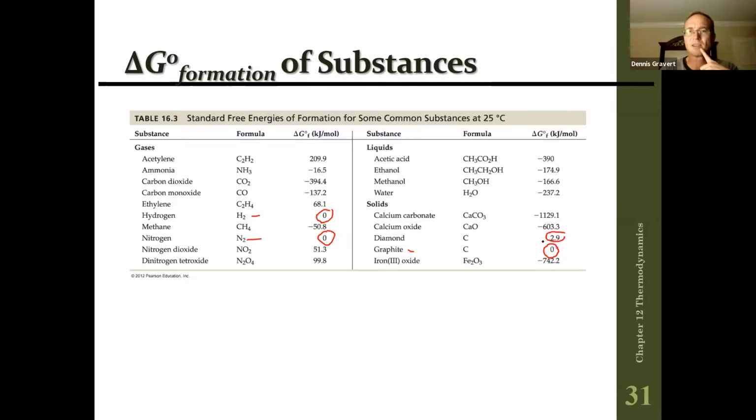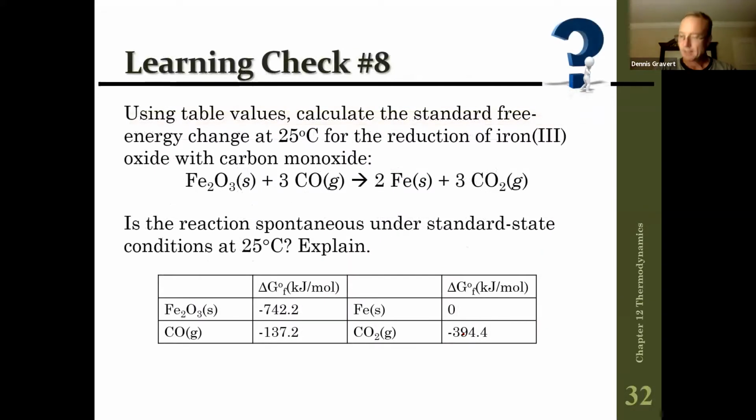It's a little positive here. Interesting. Anyways, just be a little careful with some of these elements. I guess carbon's the only one you have to worry about. The natural, most stable form of carbon is the graphite form, 0. Number 8. Okay, that one is Hess's law.